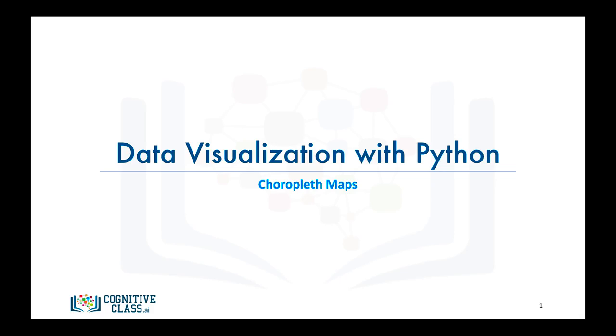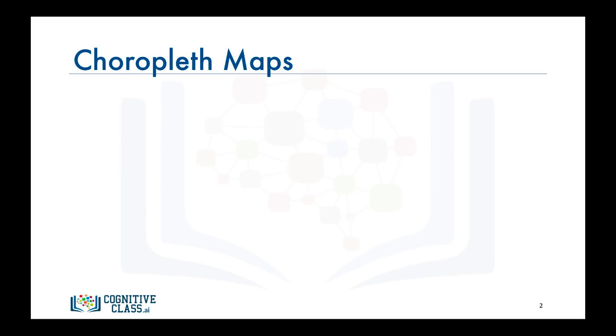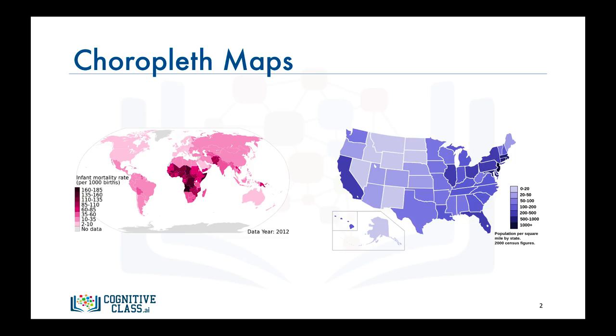In this video, we will learn how to create a special type of map called a Choropleth Map with Folium. I'm sure that most of you have seen maps similar to this one and this one. These are what we call Choropleth Maps. So what is a Choropleth Map?